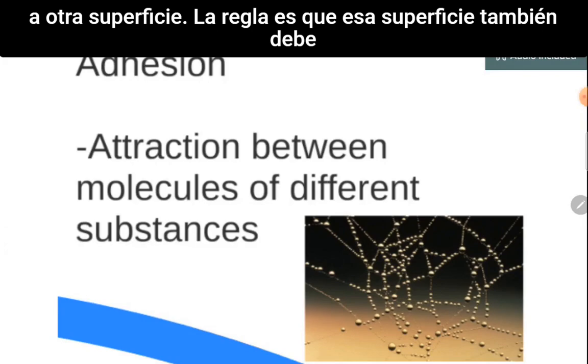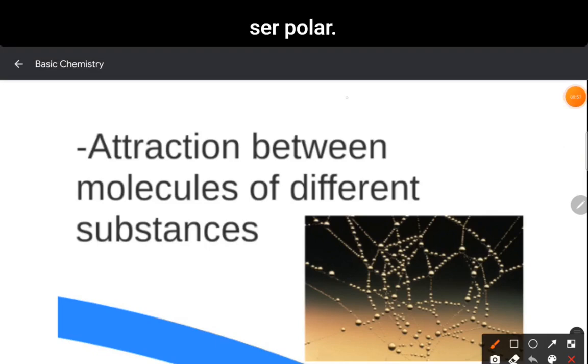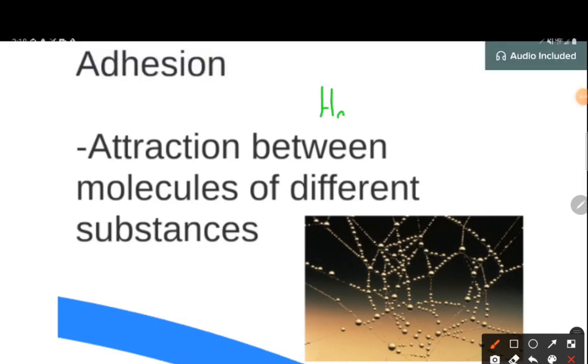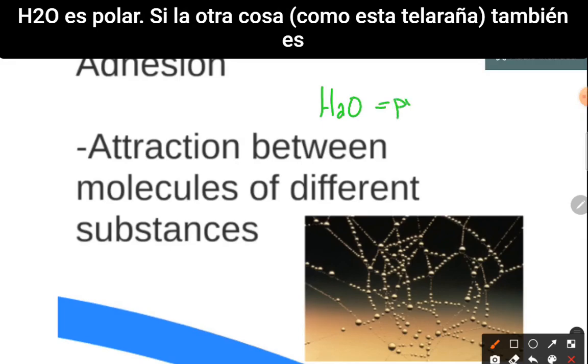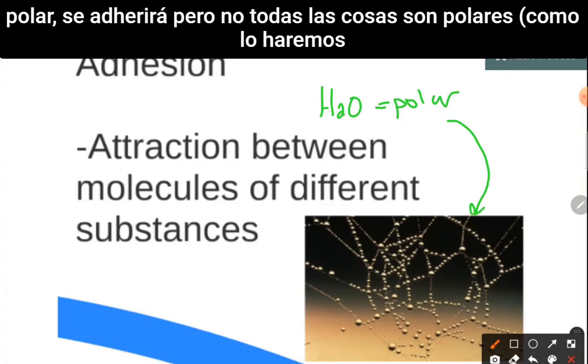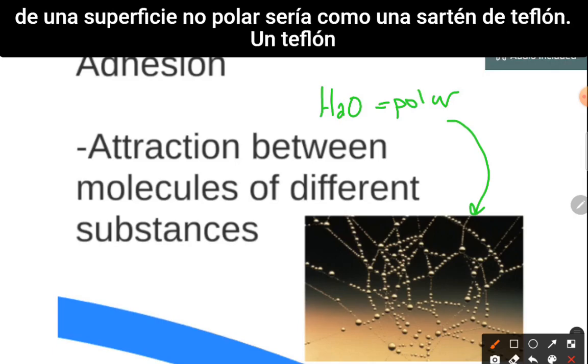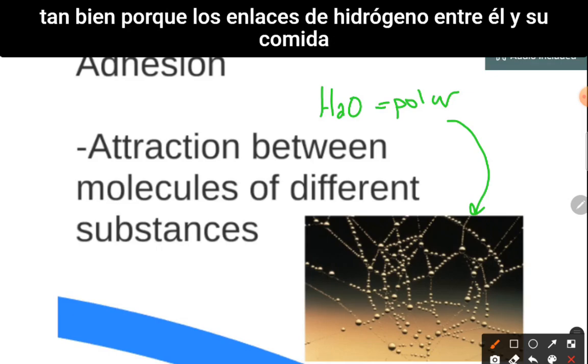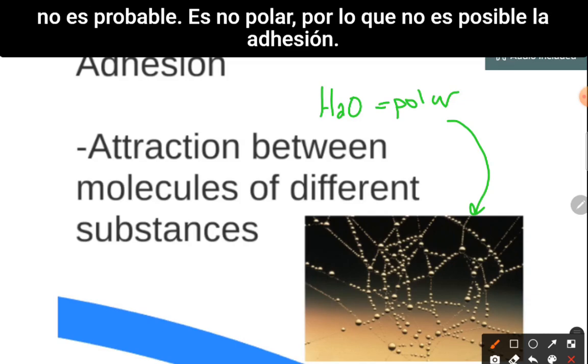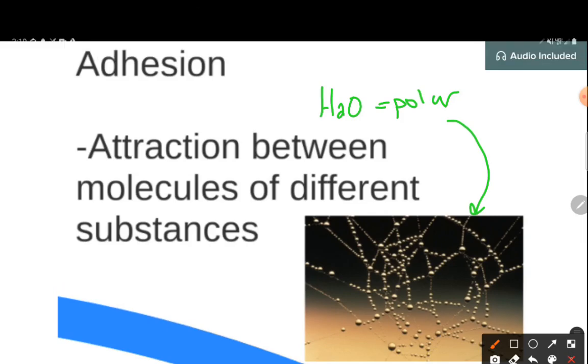The rule is that that surface must also be polar. H2O is polar. If the other thing, like this cobweb, is also polar, it will attach. But not all things are polar, as we will discover when we talk about cell membranes. An example of a nonpolar surface would be a Teflon pan. A Teflon pan works so well because hydrogen bonding between it and your food is not likely. It is nonpolar, and so adhesion is not possible.